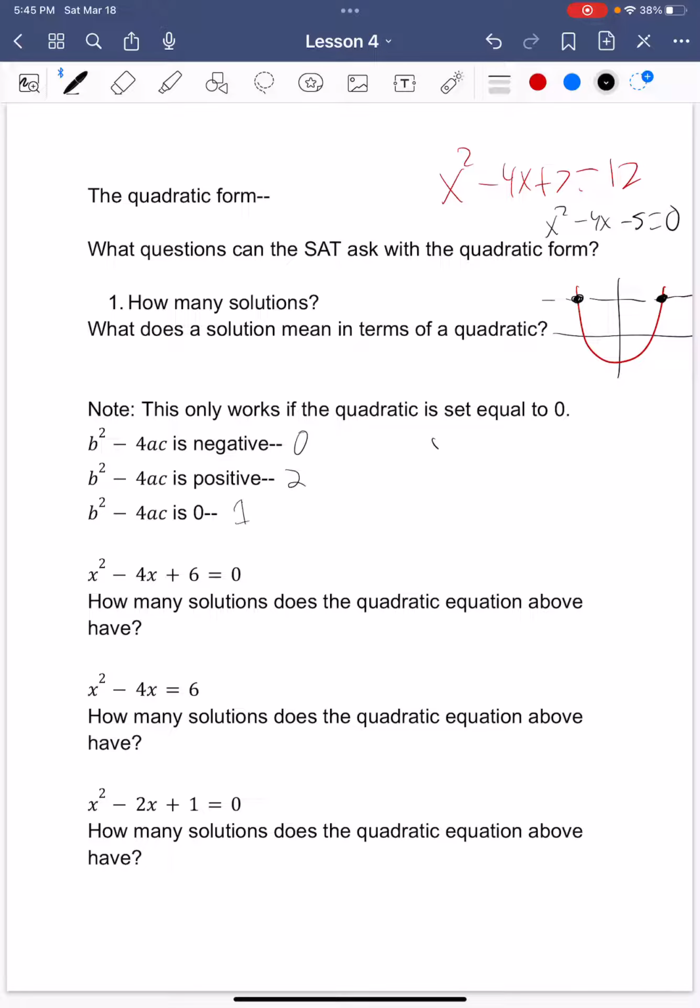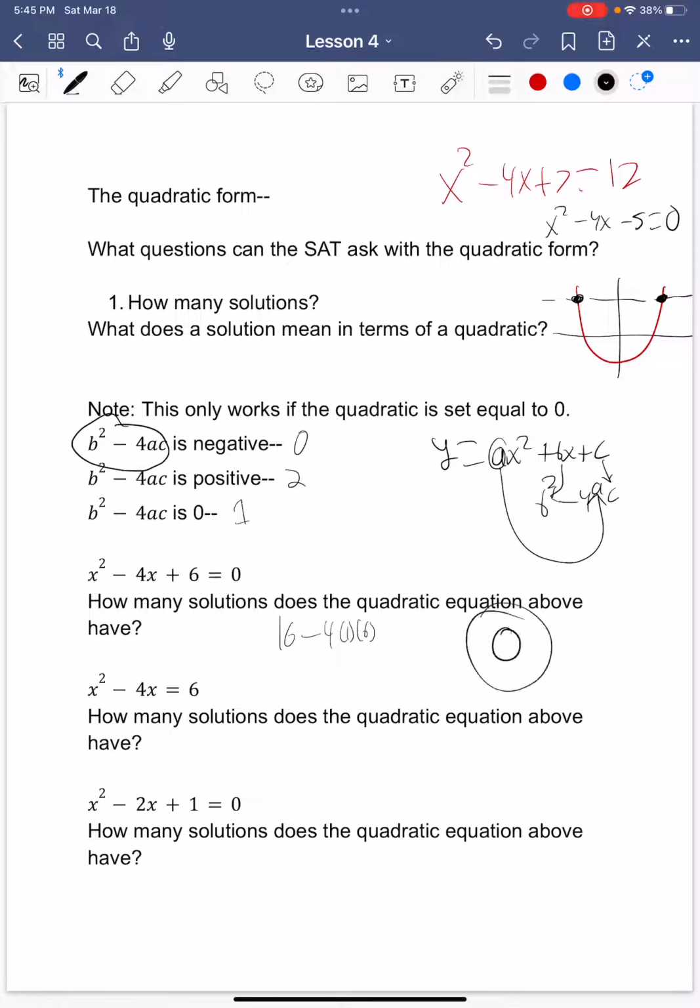Every quadratic is in the form y equals ax squared plus bx plus c. And when I say b squared minus 4ac, it's just these. B squared here minus 4ac. How many solutions does this quadratic equation above have? So b squared is (-4) squared, which is 16, minus 4, a is 1, c is 6. So 16 minus 24 is going to get us a negative number. So there's 0 solutions.